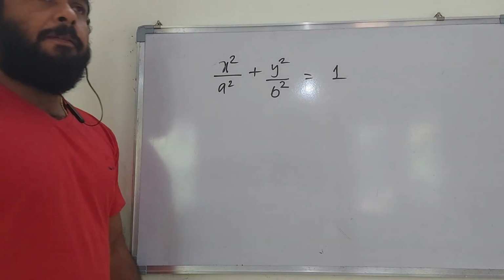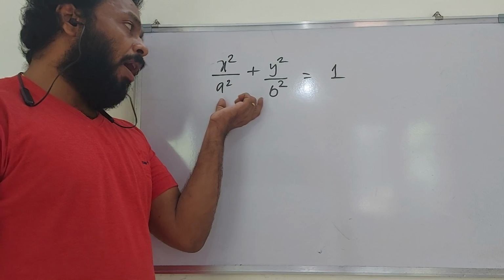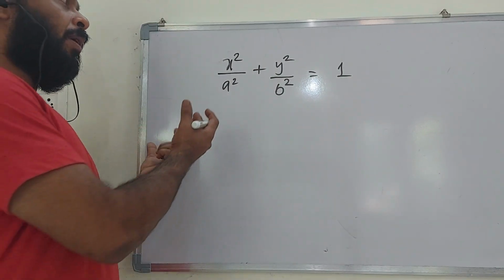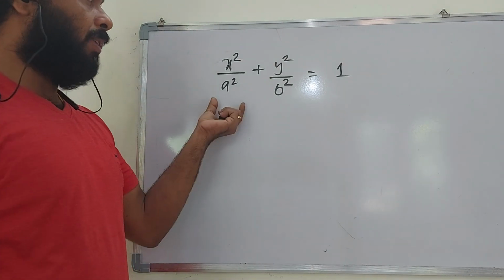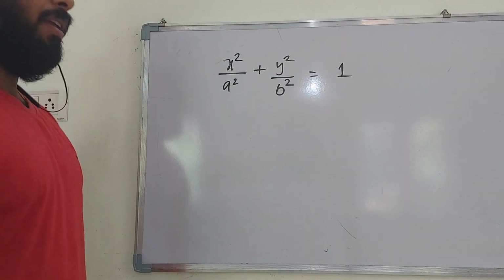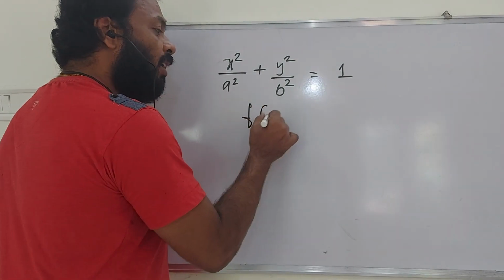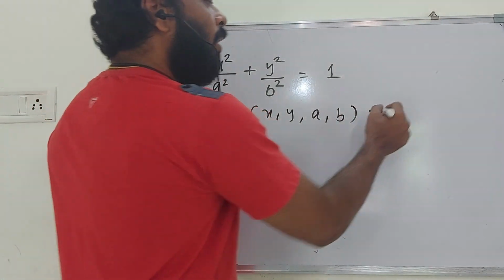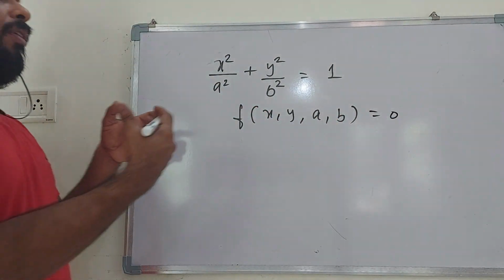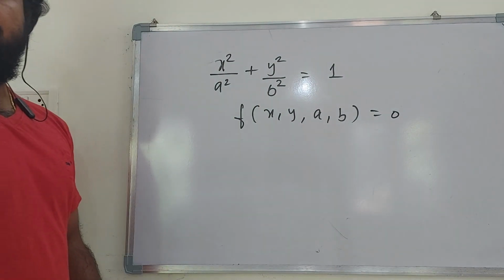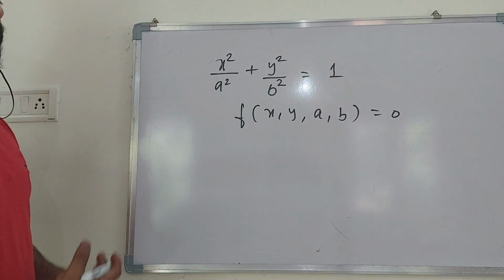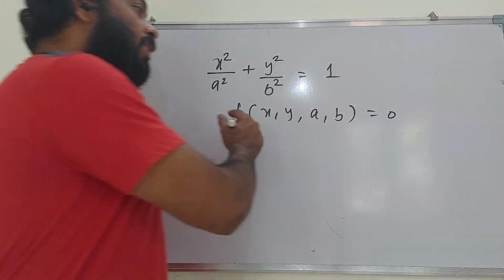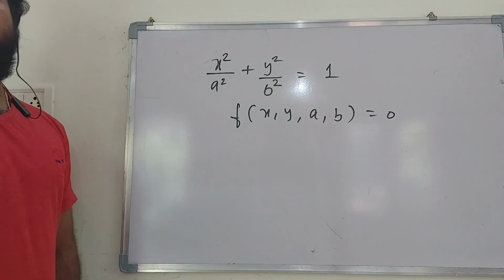It represents a family of ellipses. Okay, x square by a square, on the x axis it intercepts at plus or minus a, on the y axis at plus or minus b. Its general form is a function of x, y, a and b equal to 0. According to the different values of a and b, we get different ellipses having the same properties. So there will be a family of ellipses with two parameters a and b. Such equations are called a two-parameter family of curves.